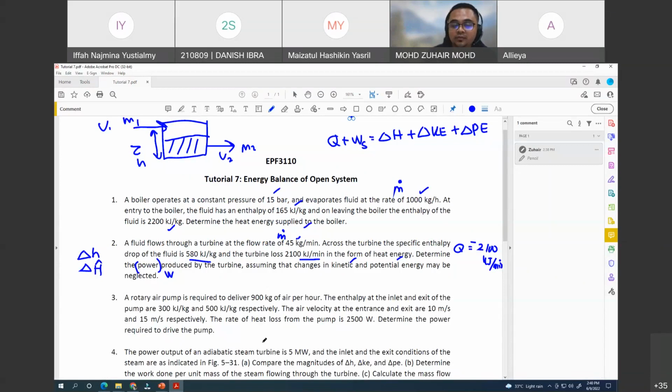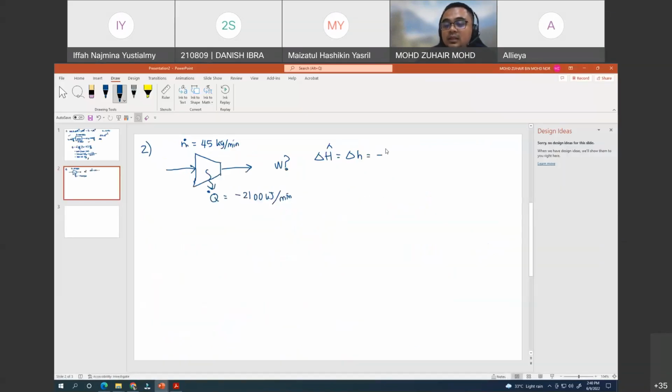In the calculation of delta H, delta H is H2 minus H1. By considering they say it's dropped, that's why it's negative 580 kilojoule per kg. So this is all the information that has been given in the question.